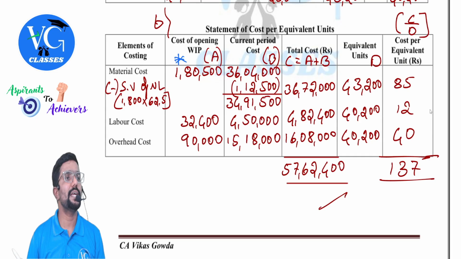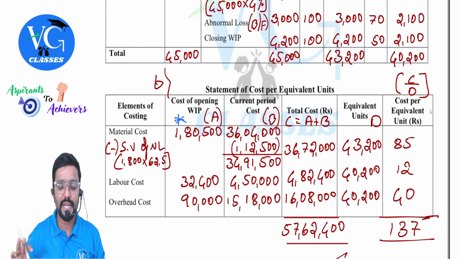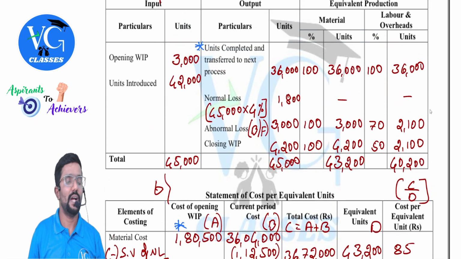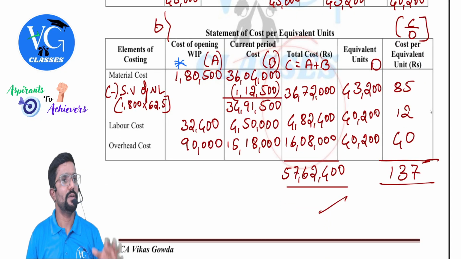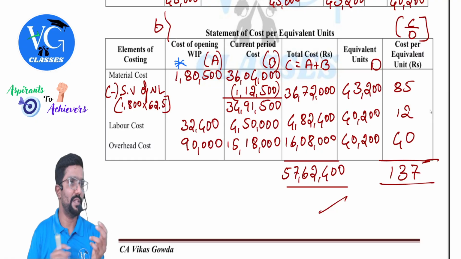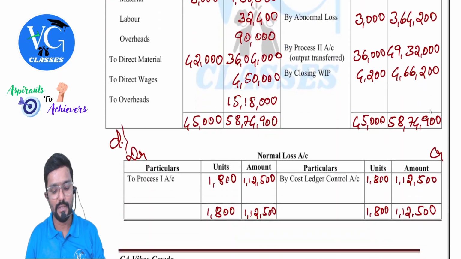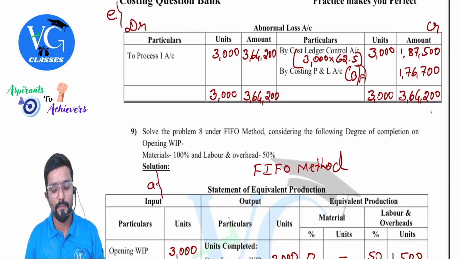Which method did we solve, guys? Weighted average. Under weighted average, when the work was done, we don't care. In the current year, we have completed this many units, just transfer it. And we take total cost here. When we have incurred it, we are not bothered. Here, same question. Now let us solve under FIFO.